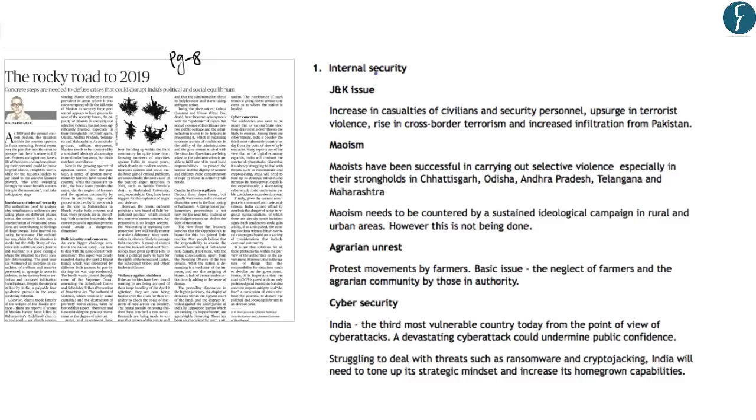The first issue that the author has talked about is internal security, and this forms a part of paper 3 in the UPSC syllabus. Here, the first thing that the author talks about is the Jammu and Kashmir issue. So it is being claimed that the situation is stable in Jammu and Kashmir, but the reality is very different. In the past year, there has been an increase in the casualties of civilians and security personnel. There has been an upsurge in terrorist violence, rise in cross-border terrorism, and increased infiltration from Pakistan.